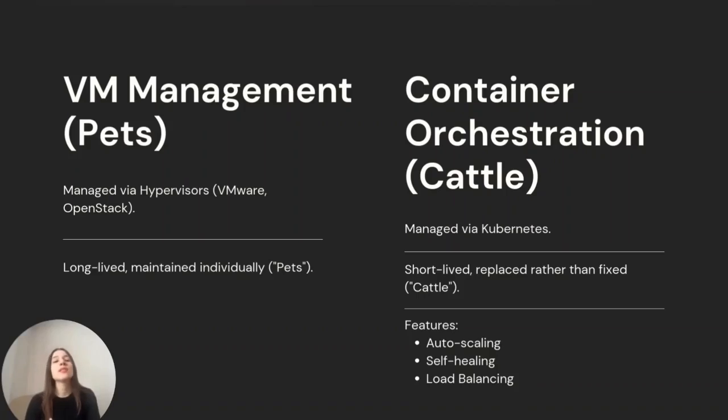Containers follow the cattle model. They are short-lived and easy to replace. If one fails, we simply create a new one instantly. Kubernetes helps a lot here with auto-scaling, self-healing, and load balancing. This makes the container environment very flexible and easy to manage.